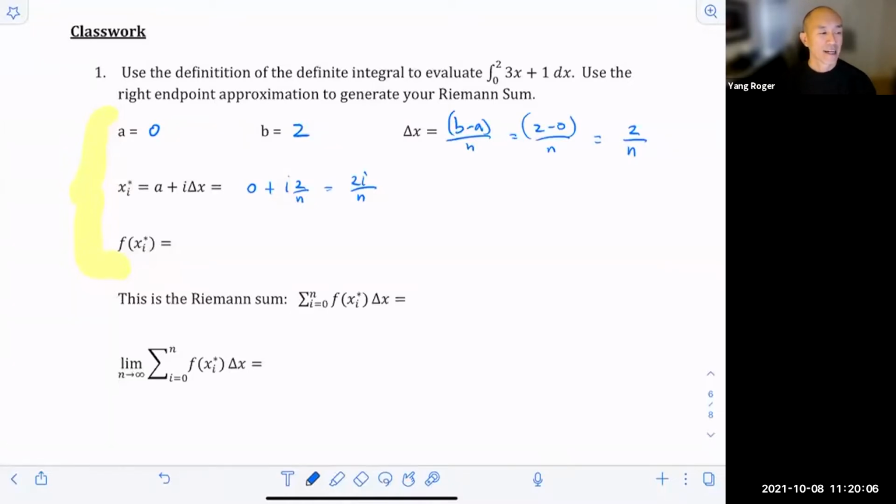My f of xi star is going to be 3 times xi. I'll write it in steps. 3 times xi star plus 1. In this particular case, that's 3 times 2i over n plus 1. That's equal to 6i over n plus 1. Are there any questions about this so far?